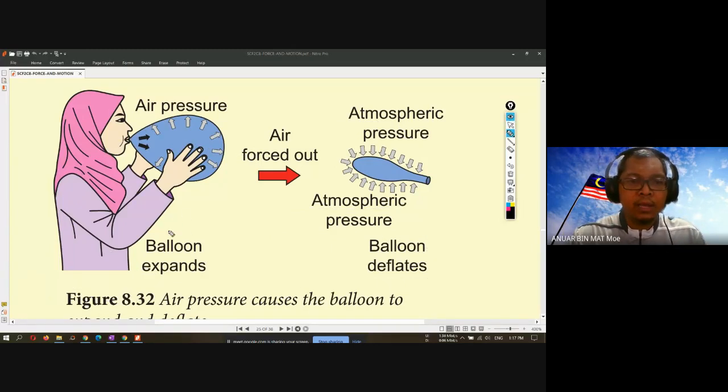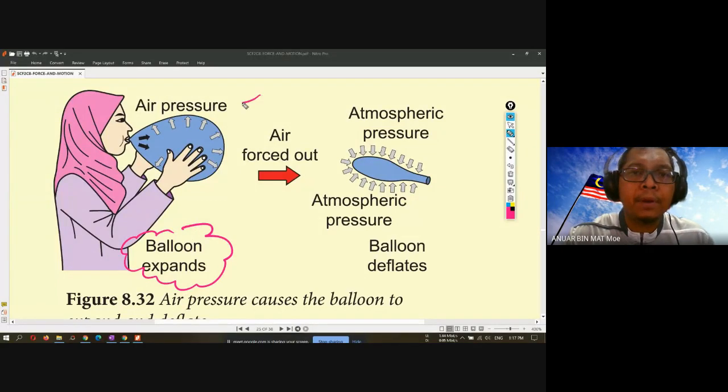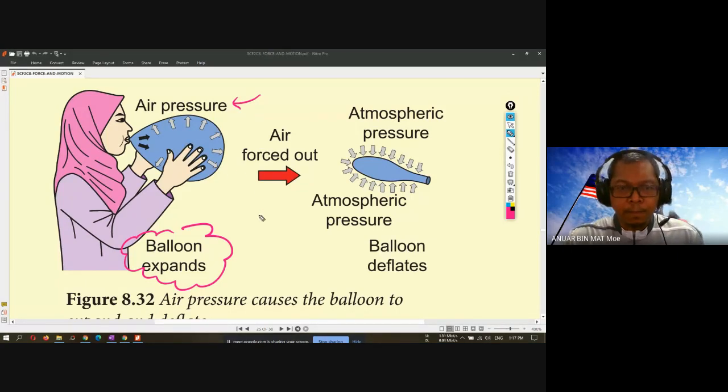Okay, the balloon will expand. Why does the balloon expand? Because of the air pressure inside the balloon. That's why it will expand. So when air is forced out, the atmospheric pressure exerts pressure on the outside of the balloon, and the balloon deflates.